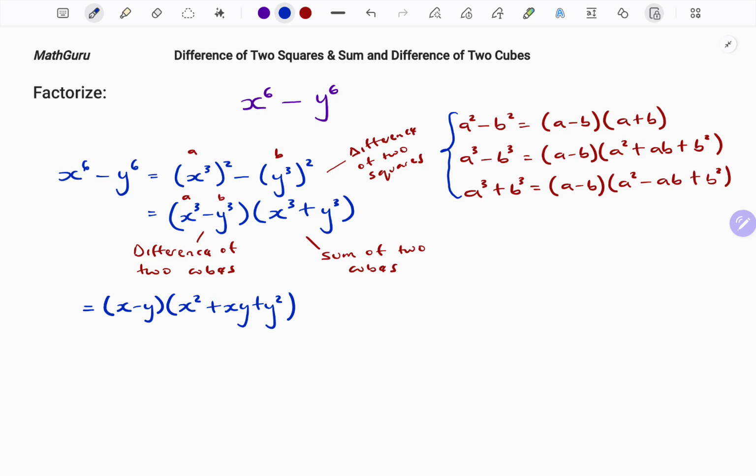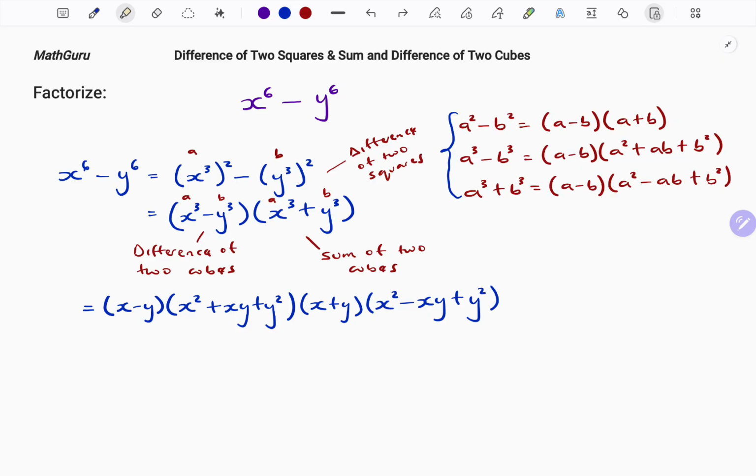And for the second bracket, my x cube still remains my a and my y cube will be my b, and using the last but not the least expansion, that's the sum of two cubes, I have that as x plus y multiplying x squared minus x times y plus y squared.